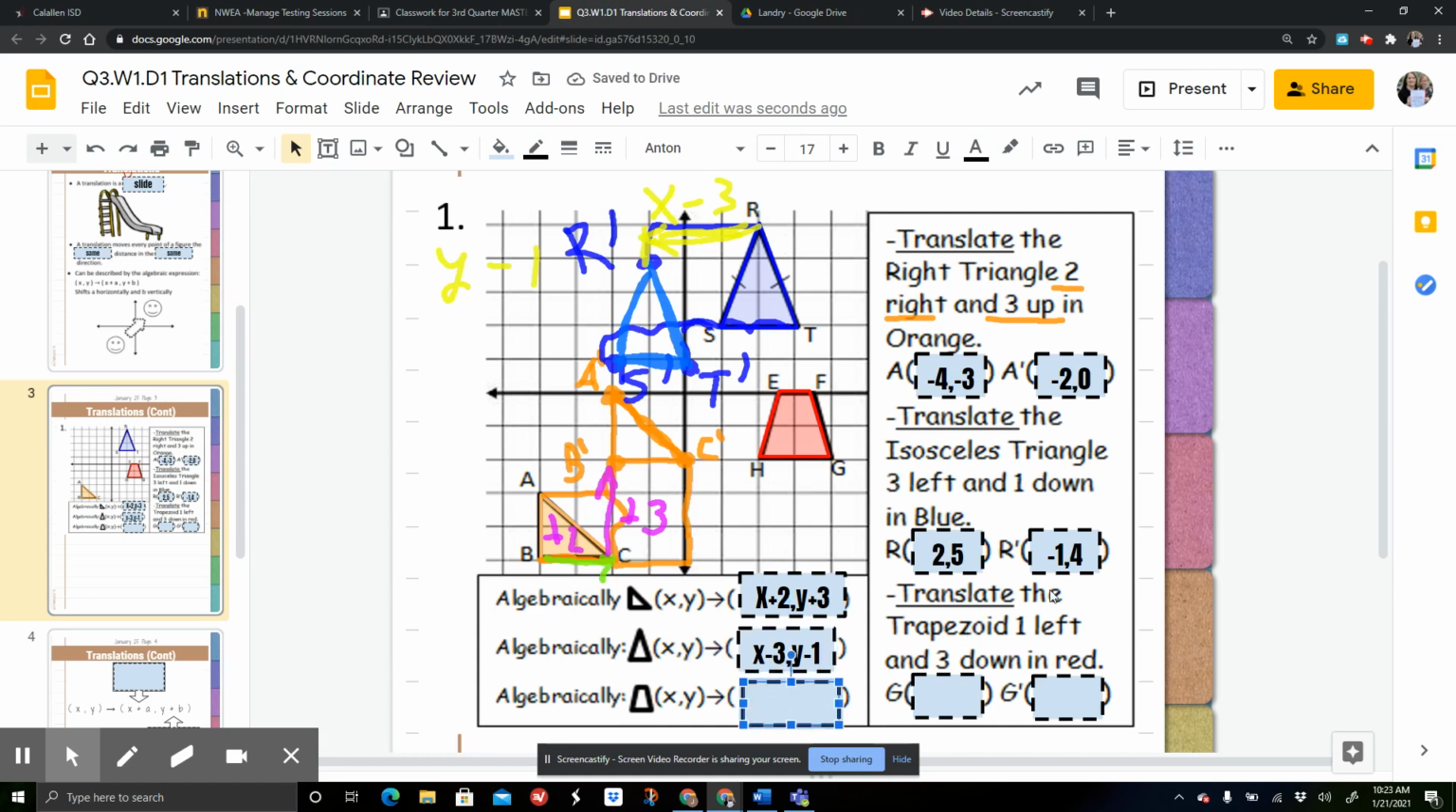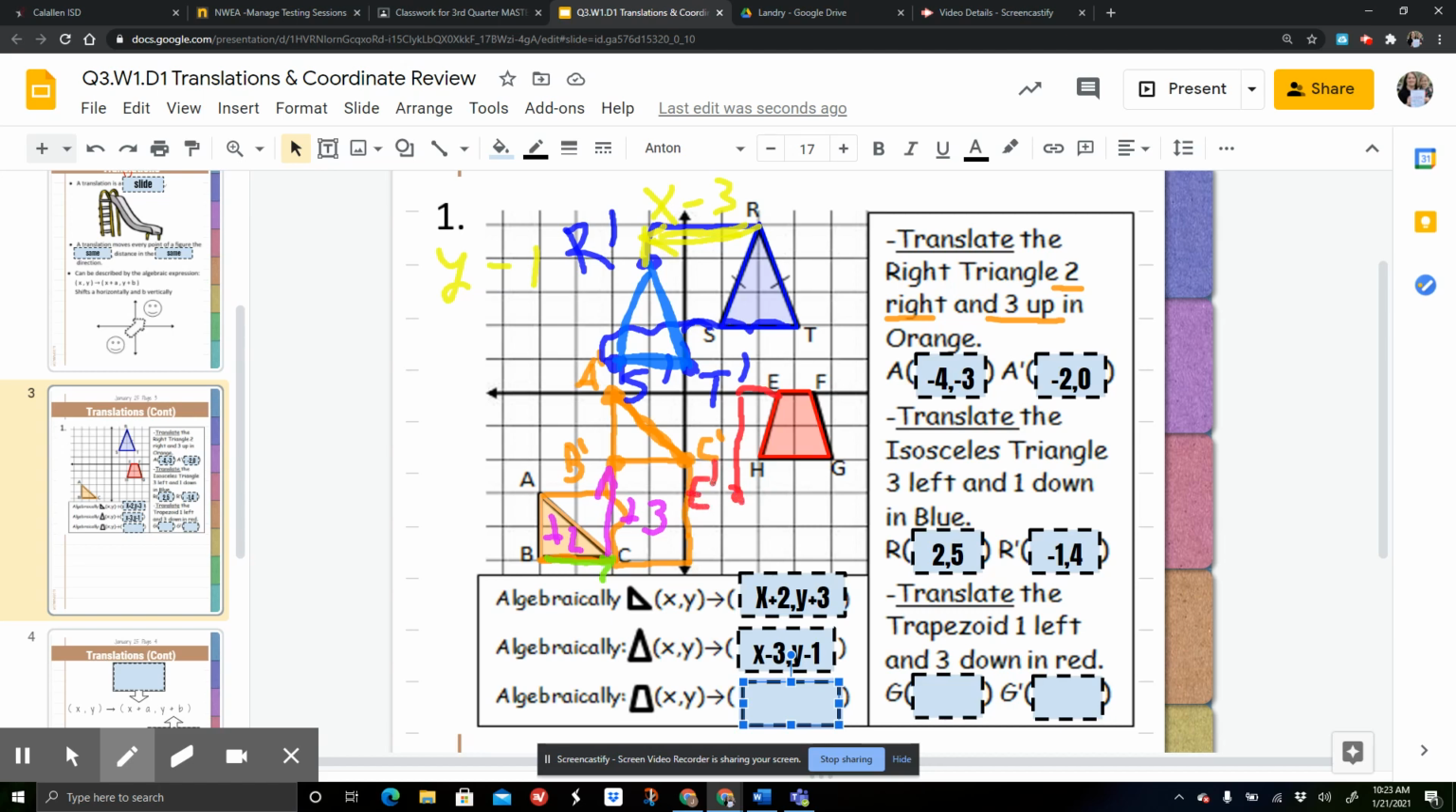Okay, the last one says translate the trapezoid 1 left and 3 down in red. So I'm going to switch to red. And we need to move each point 1 to the left and 3 down. If you notice, E is directly between these two lines. So when we move it one to the left, we got to go again directly between the two lines. So it's not a full number, it is a decimal. So we move back one spot, then we have to go 3 down. 1, 2, 3. This is E prime.